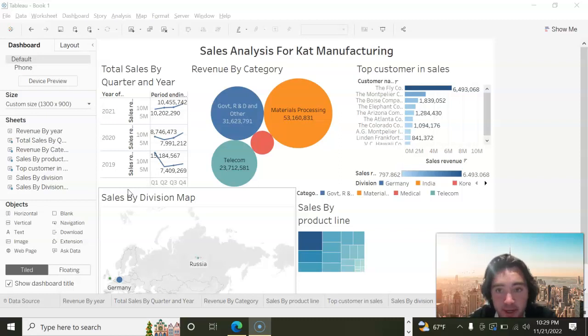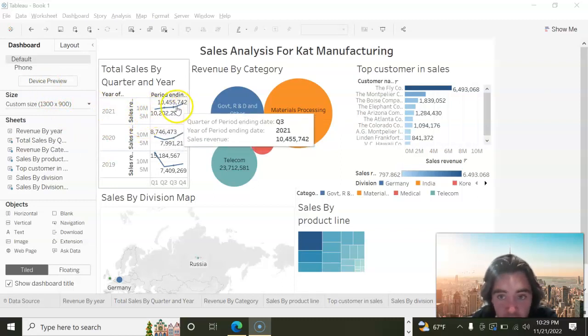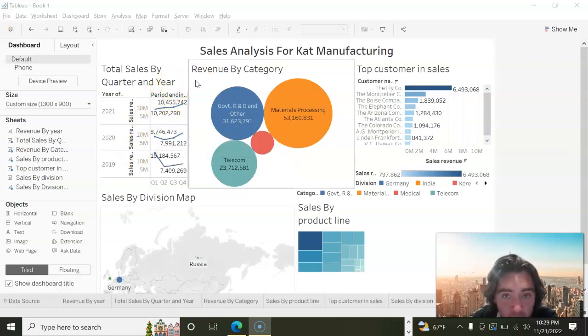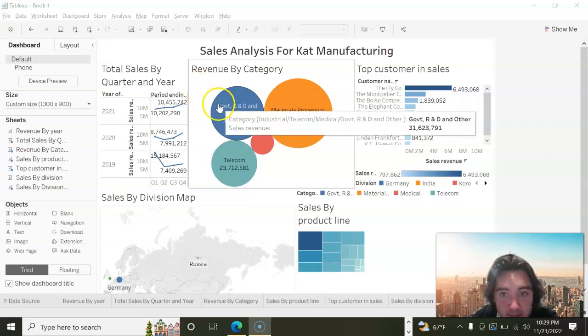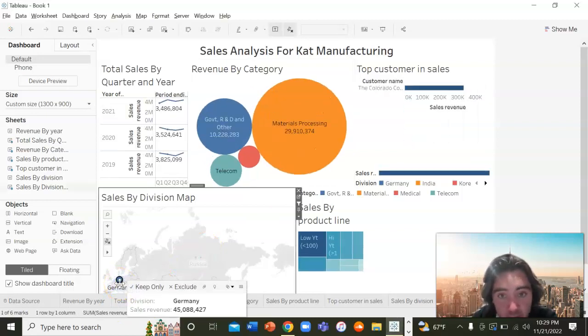Beginning off with the dashboard here, we have the total sales by quarter and year here, which shows the breakdown of each quarter and year's revenue and numbers that comes in for sales revenue. The second category we have here is the revenue by category, which breaks down the average amount of revenue per category and the general number for all the countries combined. When clicking on specific countries, as you see here, as we click on Germany, it actually shows you the specific amount of revenue per category in the select country.